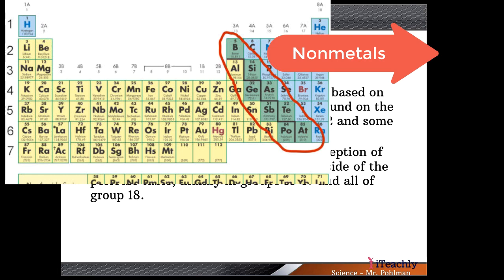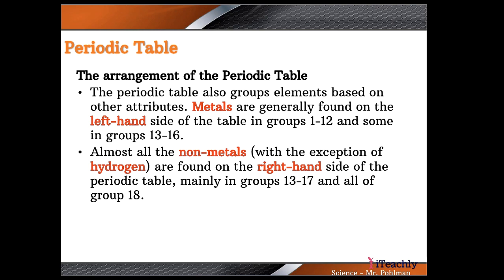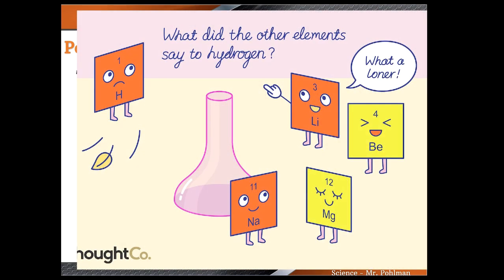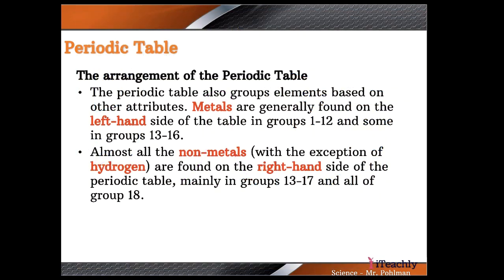Hydrogen's just an oddball. It's like the black sheep of the periodic table. And that's why I colored the hydrogen cell as if it were black, because it's the black sheep. It doesn't fit. It's the oddball in the periodic table. But all the nonmetals are on the right-hand side of the periodic table. And usually you're finding those between groups 13 through 17, and then all of group 18 is nonmetals.